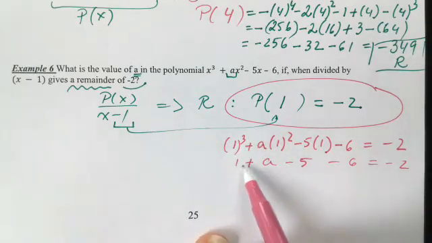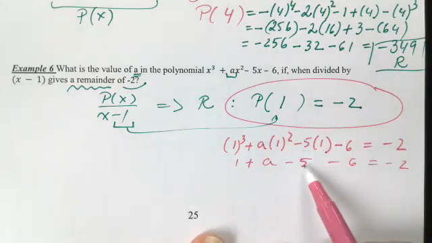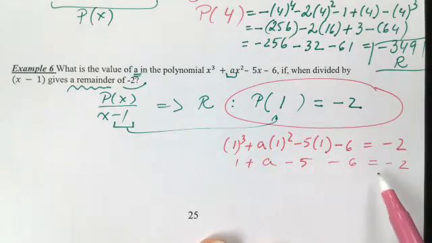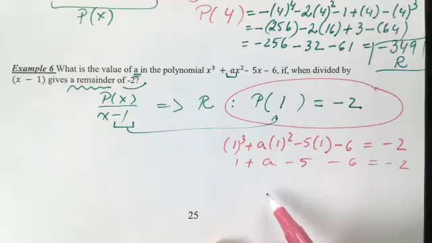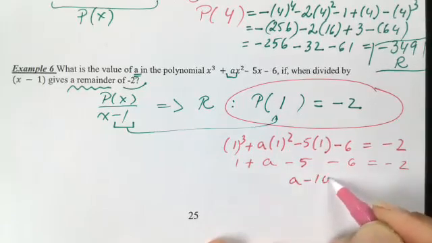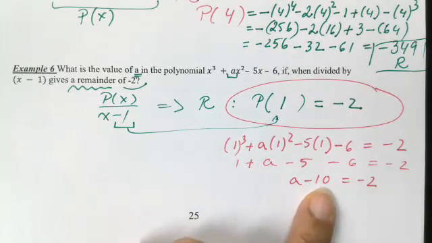So 1 cubed is 1, 1 squared is 1, 1 times a is just a. Negative 5 times 1 is negative 5, and I'm copying negative 6 equals negative 2. Just copying it over there as well. Now we're going to put the like terms together, all of these numbers. We have 1 minus 5, which is negative 4, right? And then minus 6, negative 10. So a minus 10 equals negative 2. Now we want to move the negative 10 on the other side, or in other words, we want to cancel the minus 10 by adding 10 to both sides.